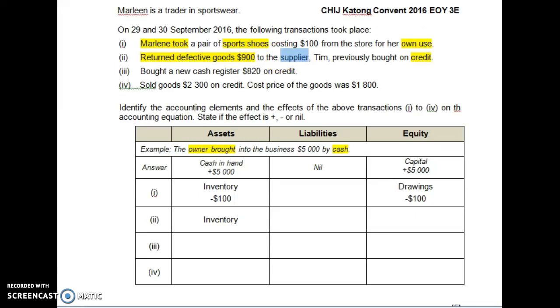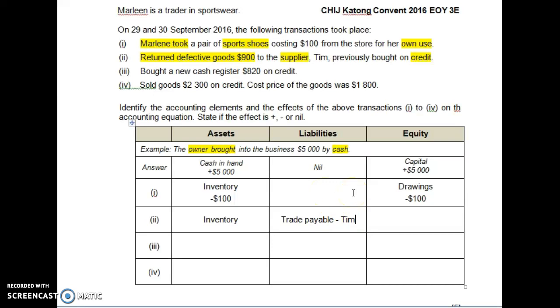Supplier is always a payable. So in this case, because we bought goods from him, we will be using trade payable, because we will be paying to Tim in the future.